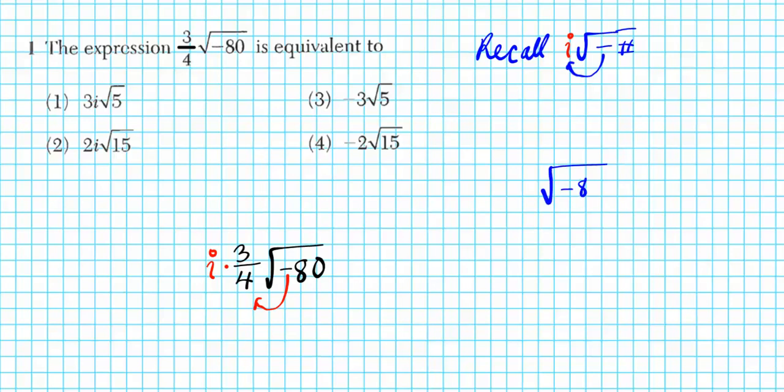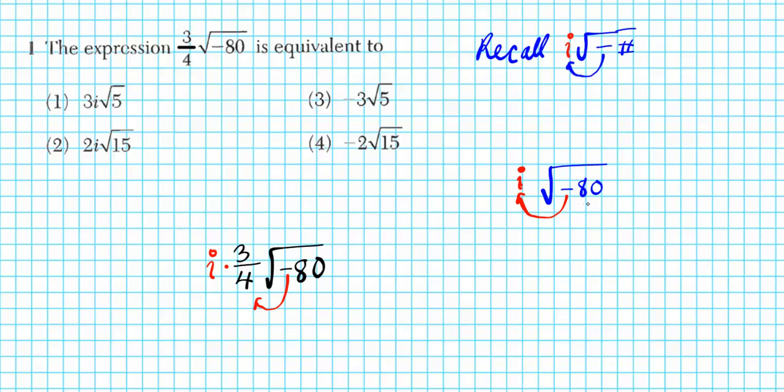So we have negative 80. The minus comes out as an i. And then we're going to decompose 80 into a product of primes. Why are we using primes? Because we're looking for factors that repeat. And any factor that repeats, we can take the square root, and that factor comes out as just one, as opposed to double. So let's go ahead and break this down.